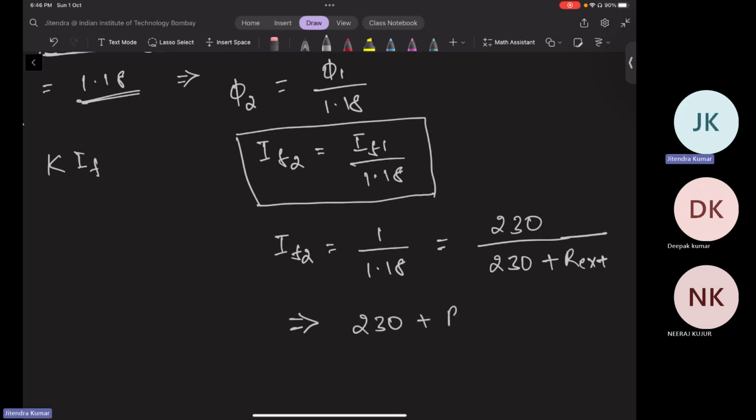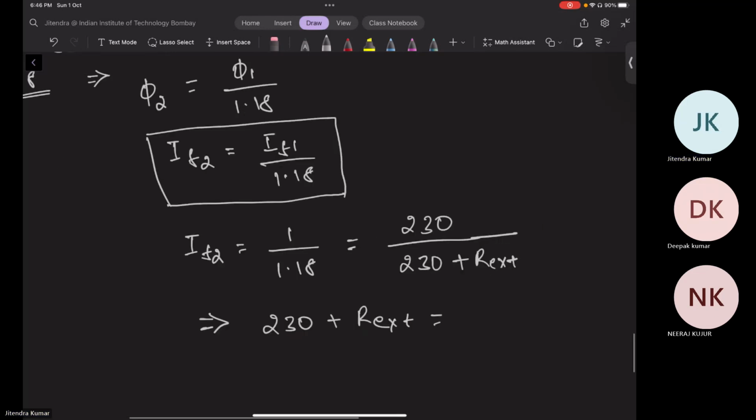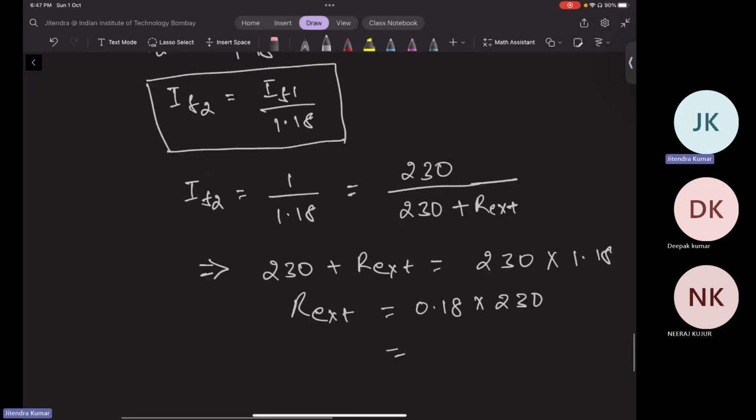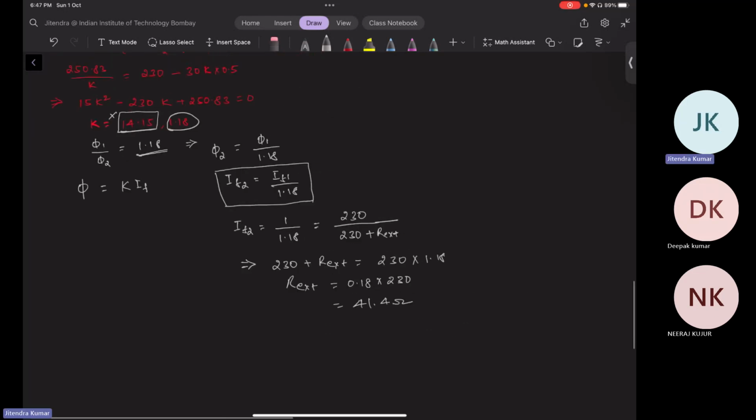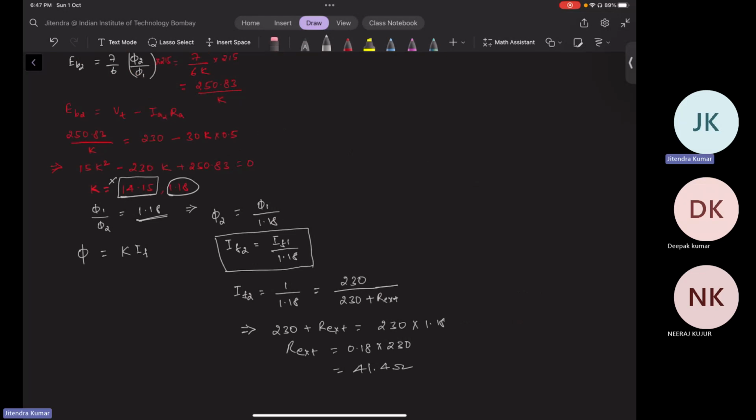230 plus R external is equal to 230 into 1.18. R external would be equal to 0.18 into 230. How much will it be? 41.4 ohm. Okay, so that much external resistance you should have added to operate at this speed, right? Is there any doubt in this problem? I hope you got how we calculated the external resistance.